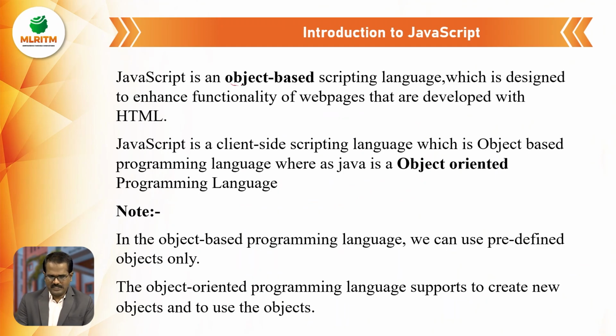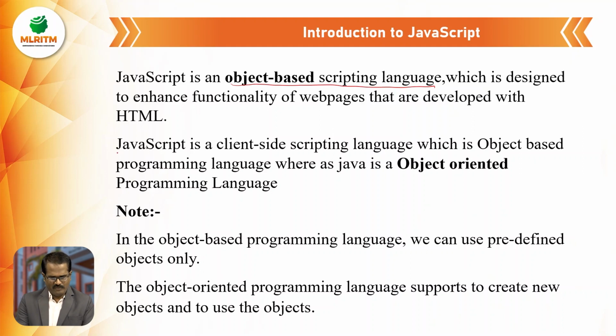JavaScript is an object-based scripting language. It is not an object-oriented scripting language. What is the difference between an object-based scripting language and an object-oriented programming language? Object-based scripting language means this scripting language can use the predefined objects. It doesn't create new classes or objects. It will use already predefined existing objects. That's why JavaScript is called an object-based scripting language.